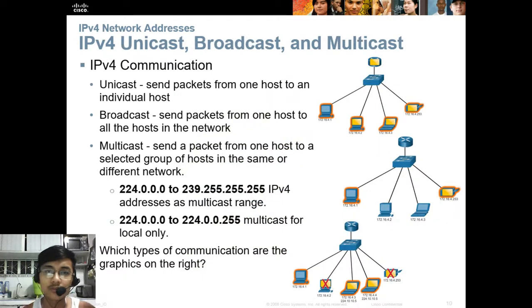IPv4 unicast, broadcast and multicast. In IPv4 communication, unicast sends packets from one host to an individual host. Broadcast sends packets from one host to all the hosts in the network. Multicast sends a packet from one host to a selected group of hosts in the same or different network. 224.0.0.0 to 239.255.255.255 are the IPv4 multicast range. 224.0.0.0 to 224.0.0.255 is multicast for local only. Which types of communication are the graphics on the right?